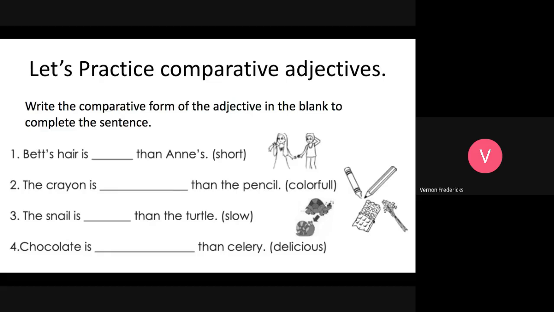Okay, let's do number one. Brett's hair is blank than ants. So the correct answer there is Brett's hair is shorter than ants. So short plus ER, shorter than ants. Okay, students, quickly. Number two, number three, number four, one minute.